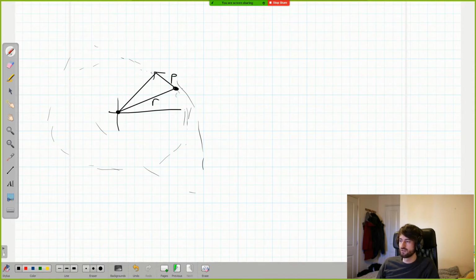Whereas this thing going directly up has no angular momentum because it's not turning, right? It's just moving outwards from us. As long as nothing's changing in here, there's no angular momentum. So we're going to say that our angular momentum is equal to our distance, r, crossed with our linear momentum, p.